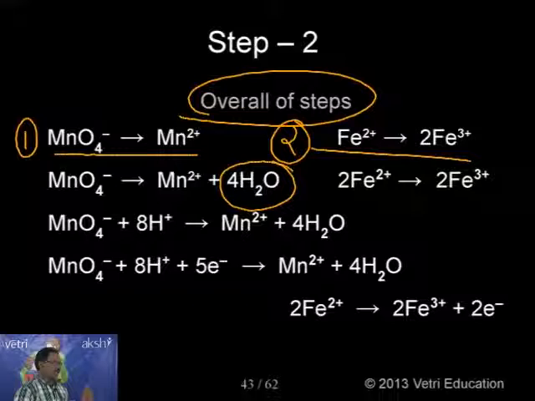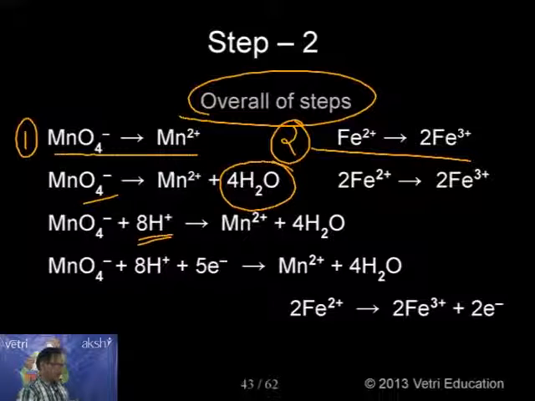This is a consolidation of step 2. I added 4H2O. Why did I add 4H2O? To balance 4 oxygen. After I added 4H2O, hydrogen is automatically introduced. So in order to balance hydrogen, on the left side I added 8H+. So all the atoms are identical.